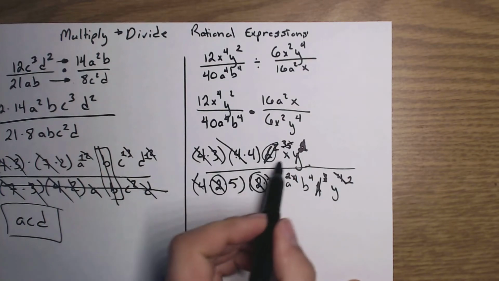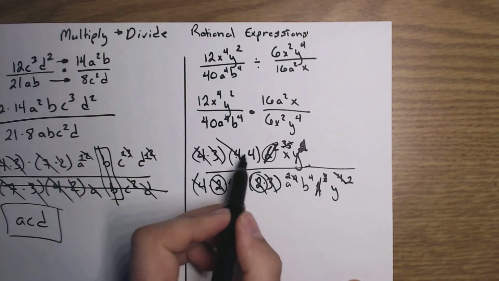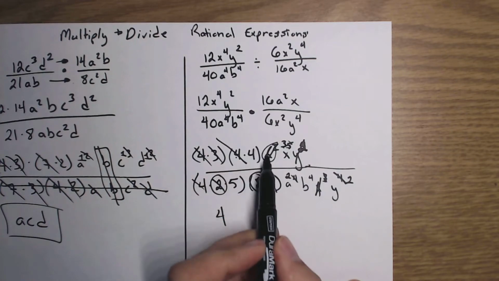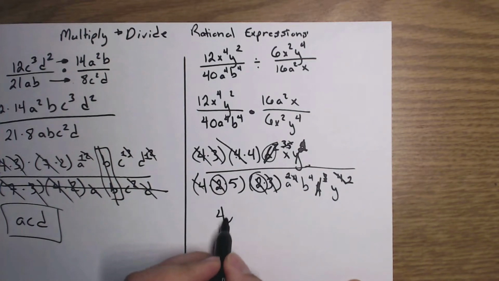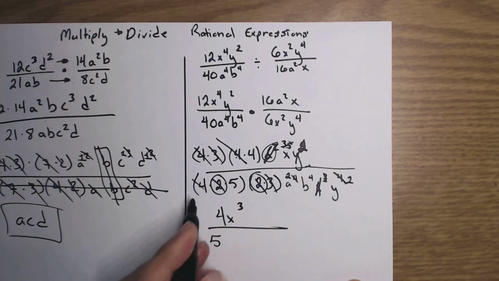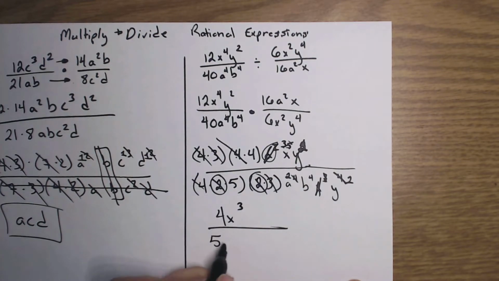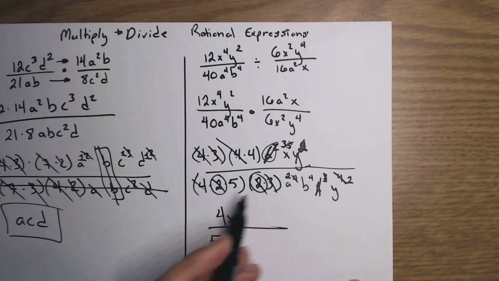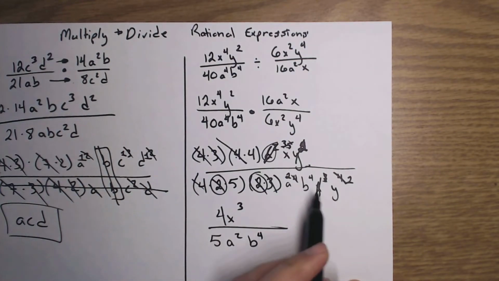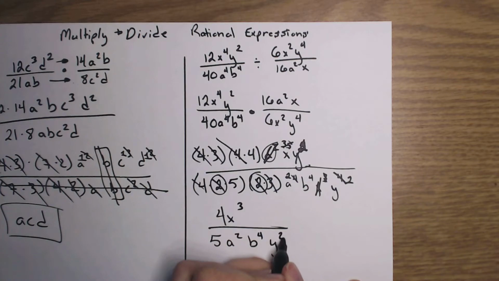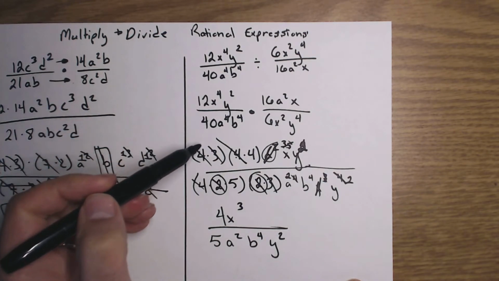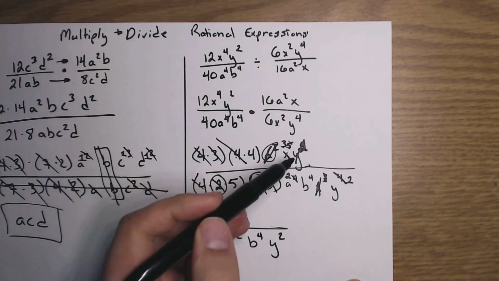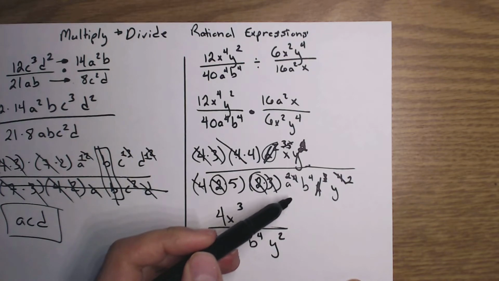All right, let's see what we have left here. Cancel, cancel, cancel. 4. Cancel x cubed. Y is canceled, okay. Bottom, we had a 5, a squared, b to the 4th, y squared. I know that can be a little confusing, sound a little bit tricky, but again, just go slow, break things down to their smaller components, and then start lining some stuff up.